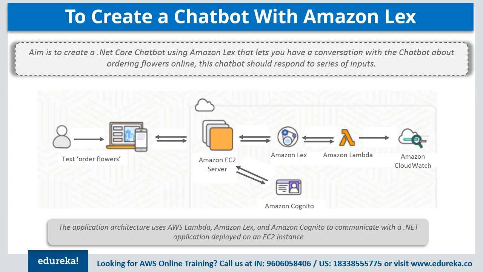And then we are going to send it over to Amazon CloudWatch for monitoring. And once your request has been processed, it's going to be sent back to your Amazon Lex and finally intimating your end user. So this is what your entire architecture is going to look like. You're going to be using AWS Lambda, Amazon Lex, and Amazon Cognito to communicate with a .NET application, which is finally going to be deployed on an EC2 instance.